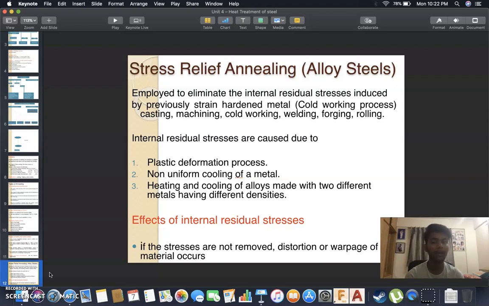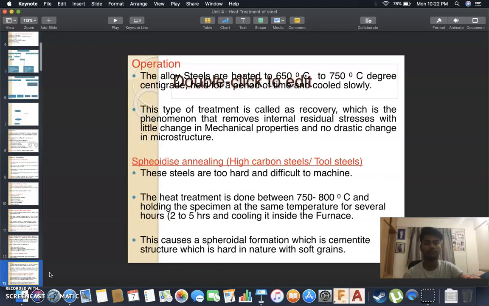Now we'll read about effects of internal residual stresses. If the stresses are not removed, distortion or warpage of material occurs.